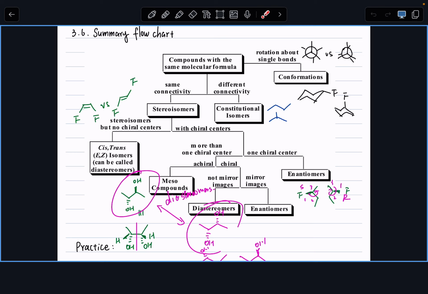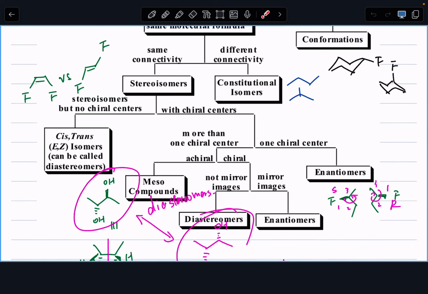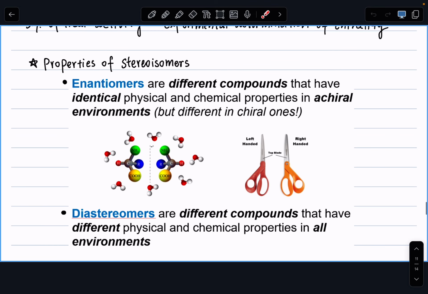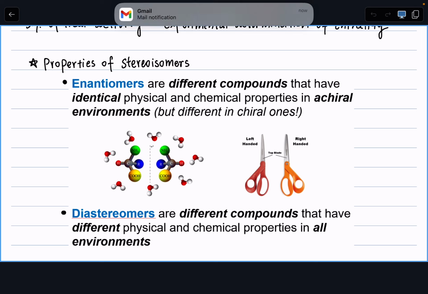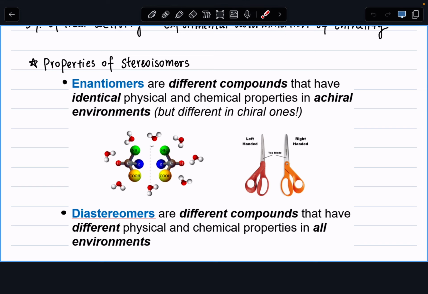But as chemists, eventually we want to do experiments to get an idea about what exactly this means in real life. So that comes to our next question, which is the property of enantiomers. As we were saying, enantiomers are mirror images of each other. They are not superimposable on top of each other, and thus enantiomers are different compounds. But they will have identical physical and chemical properties in an achiral environment.